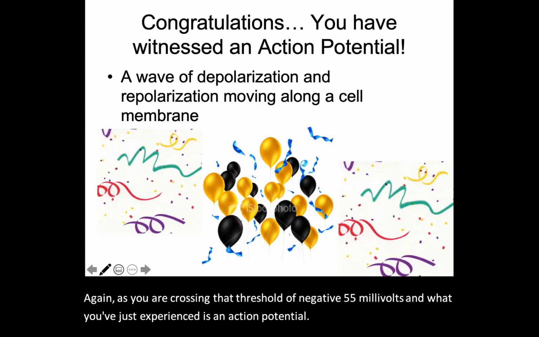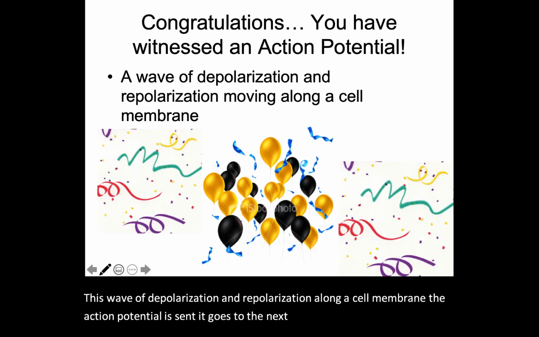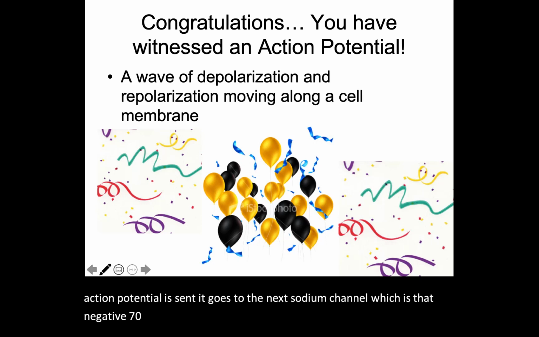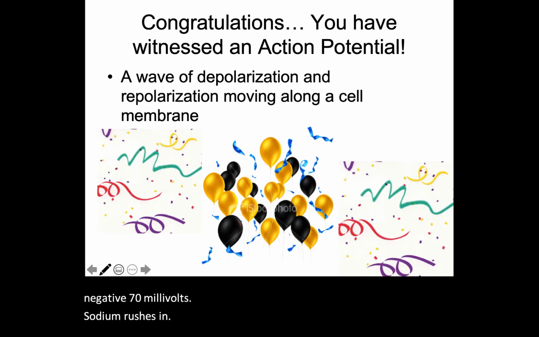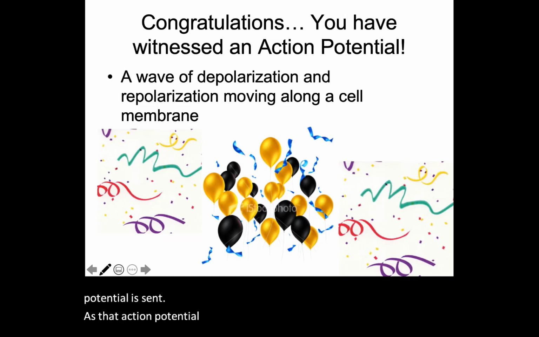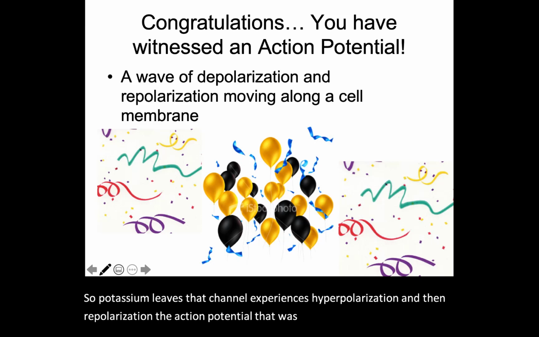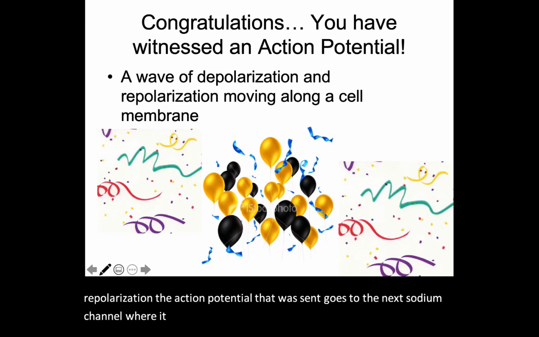This wave of depolarization and repolarization along a cell membrane. The action potential is sent. It goes to the next sodium channel, which is at negative 70 millivolts. Sodium rushes in, which depolarizes the membrane. The membrane crosses threshold. Another action potential is sent. As that action potential is being sent, that channel now needs to repolarize. So potassium leaves, that channel experiences hyperpolarization and then repolarization. The action potential goes to the next sodium channel where it causes depolarization. A new action potential is sent, but that channel needs to reopen.